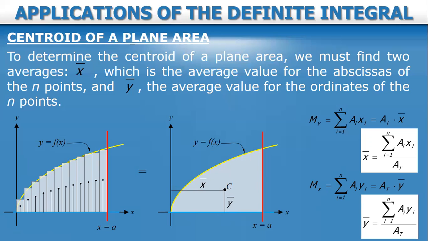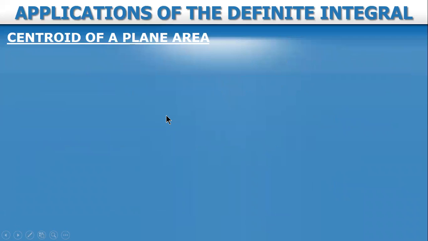So this is our formula if you use Riemann summation, where we consider rectangles. But when we use integration, we will only consider one rectangular strip, and then we just integrate, or sum up, from the lower to the upper limit. So this is how we are going to determine the centroid of a plane area using integration. Instead of considering several rectangles, or using Riemann summation, we'll just consider one rectangle and then we integrate, or sum up. We have this.